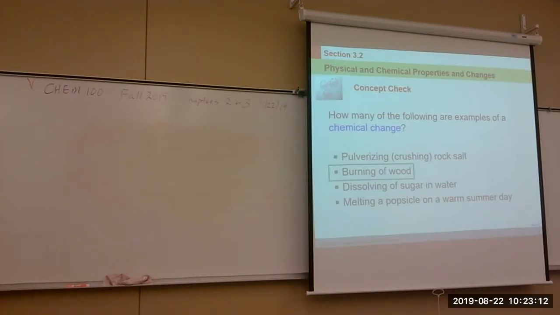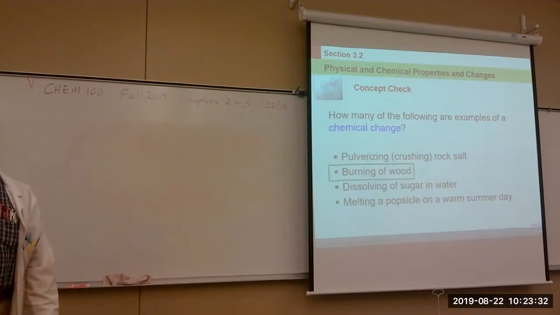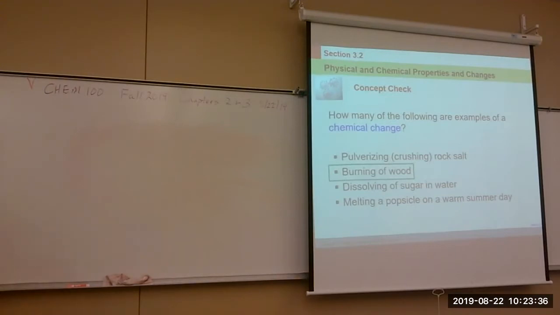Well, of all these, only burning wood is the chemical change. We're changing cellulose, basically, the lignin, but cellulose, into carbon dioxide and water, and then there's always some ash left over. Heard of wood ash? Don't put too much wood ash on your garden. It'll burn your plants. So you throw it in your compost pile and let it mix around.